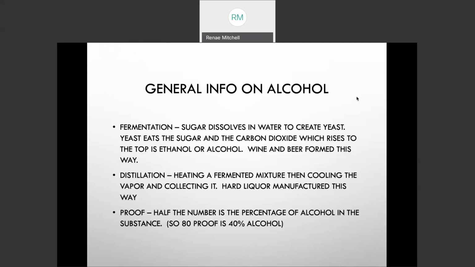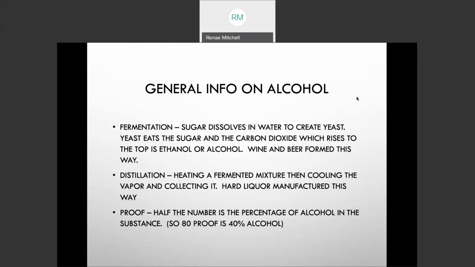So some general info about alcohol. It's a substance that's created through the fermentation process. So sugar is dissolved into water, yeast is added, which then eats the sugar, and the carbon dioxide that rises to the top, that's a byproduct of the yeast, is ethanol or alcohol. That's how wine and beer are created.